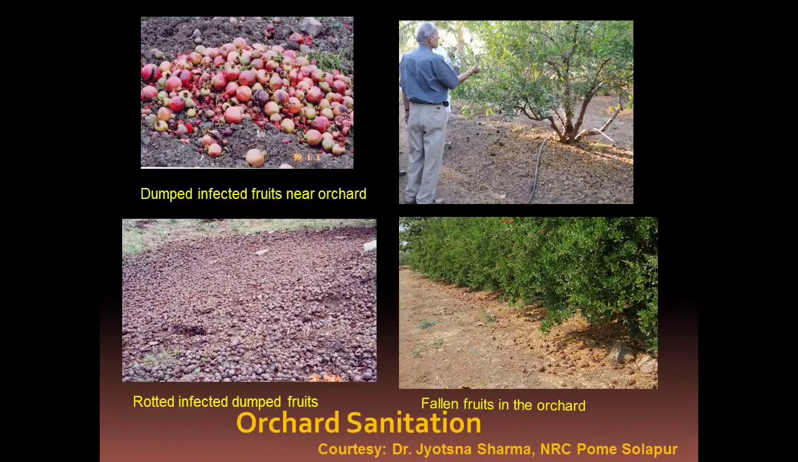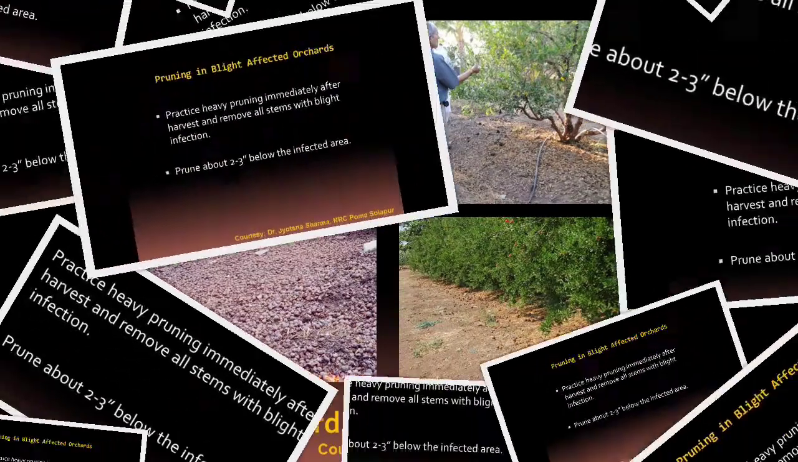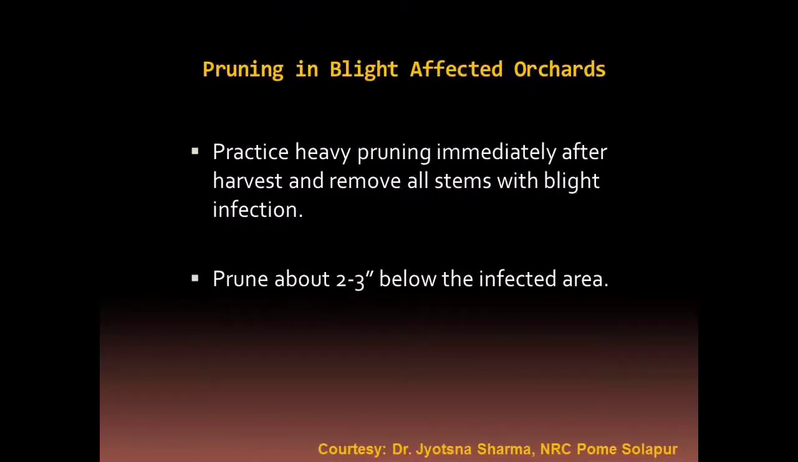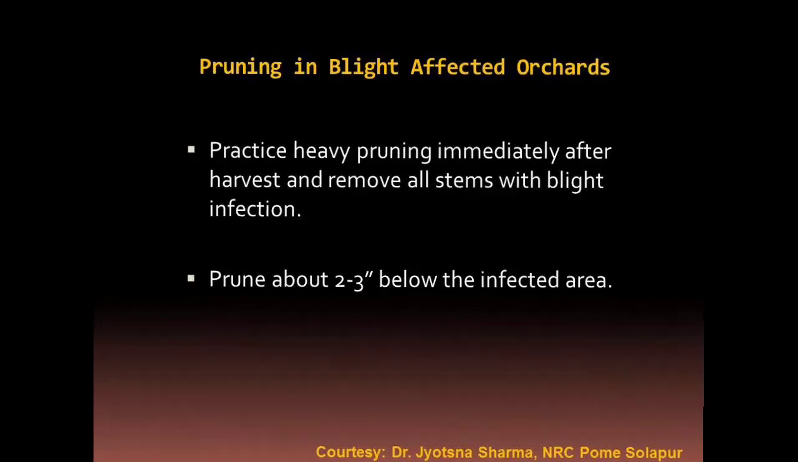Disease infected fruits should be collected and destroyed outside the field, so that we can avoid secondary infection of this bacterial blight pathogen. Similarly, practice heavy pruning immediately after harvest and remove all the stems with blight infection outside the field.